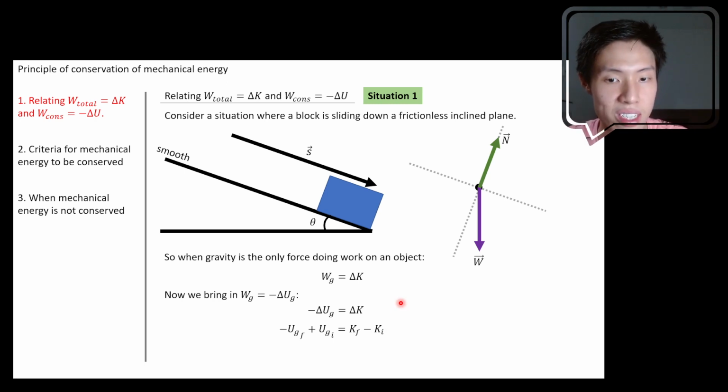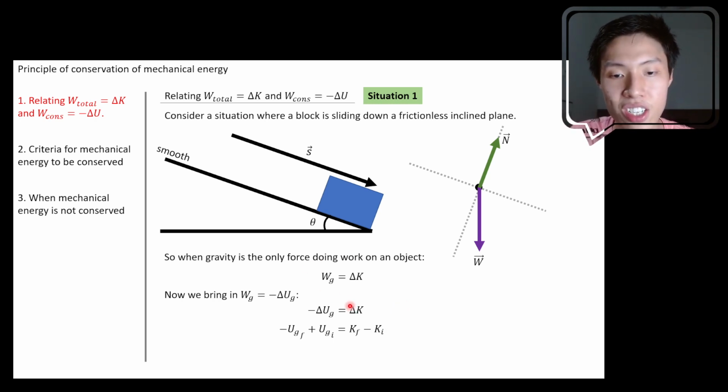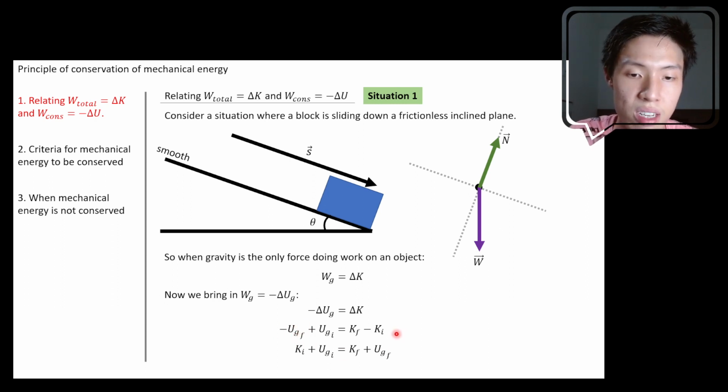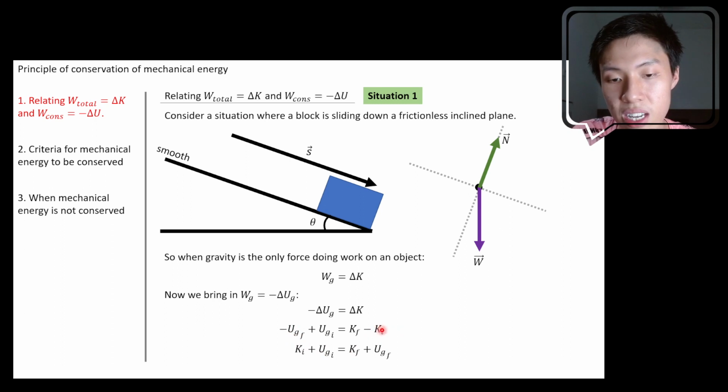Now you might not see the pattern yet, but let me rearrange the terms in this equation. Let me bring everything related to initial to the left-hand side and everything related to final to the right-hand side. To be more specific, I shift the final gravitational potential energy to the right-hand side, and I shift the initial kinetic energy to the left-hand side. Now the left-hand side of the equation is just the initial kinetic energy and the initial gravitational potential energy, whereas the right-hand side is the final kinetic energy and the final gravitational potential energy.